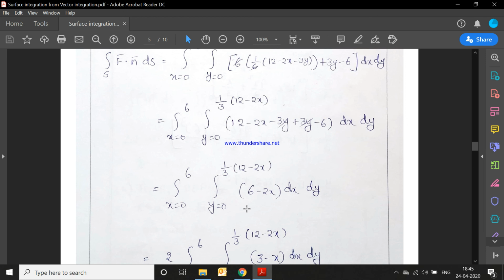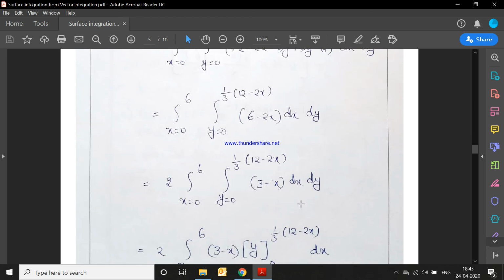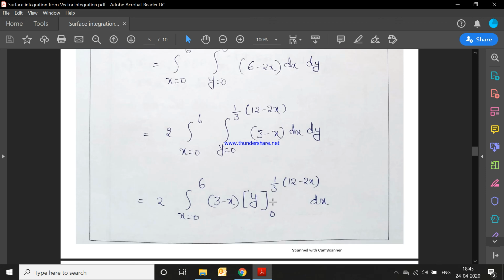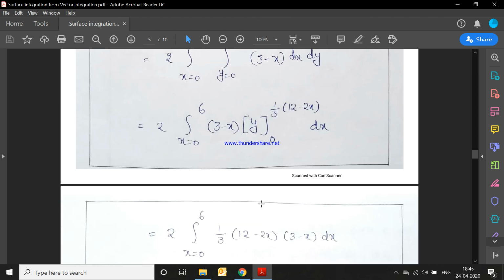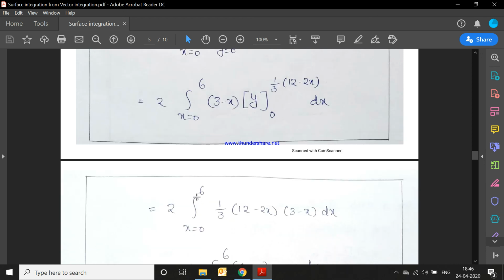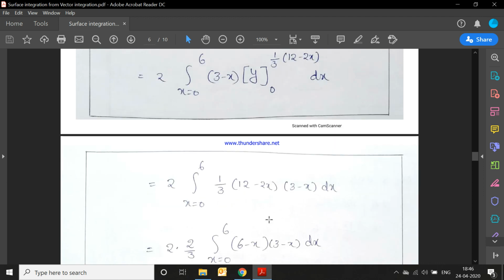Next, integrate with respect to y. Here no y terms are there, only integral dy. So integral dy is y, with limits 0 to 1 by 3 into (12 minus 2x). Substitute the upper limit and lower limit. The lower limit is 0, so obviously you substitute only the upper limit. That is 2 into integral x equal to 0 to 6, substituting the y value here, 1 by 3 (12 minus 2x) into (3 minus x) dx.